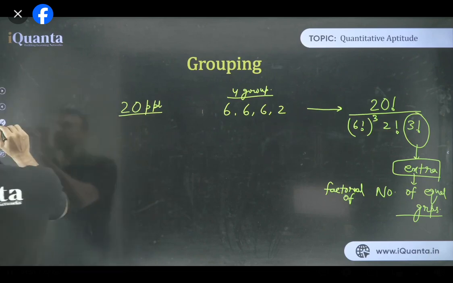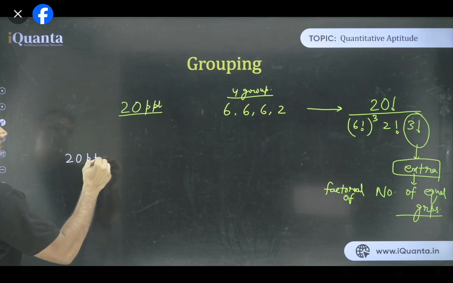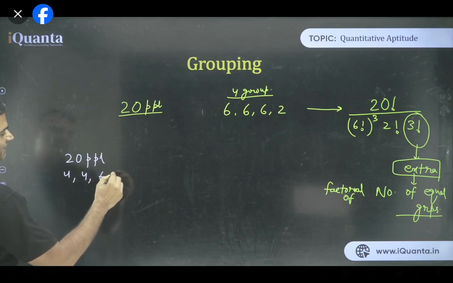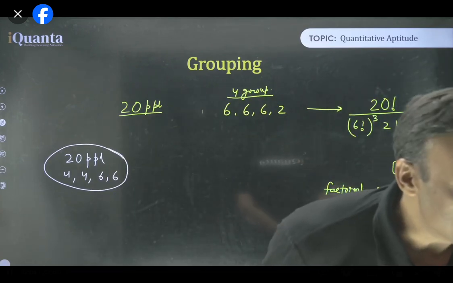I'll give you one last case in this. Okay, one last case. That is 20 people: 4, 4, 6, 6. I'm trying to read the messages. Okay.